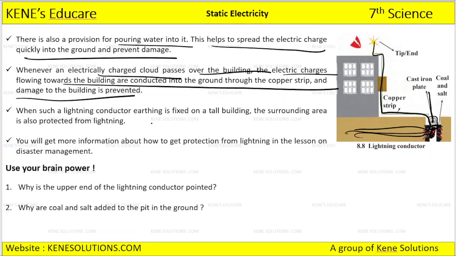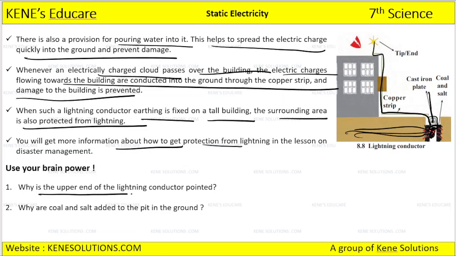And when such a lightning conductor earthing is fixed on a tall building, the surrounding area is also protected from the lightning. You will get more information about the protection from lightning in disaster management, where हम detail में पढ़ेंगे.